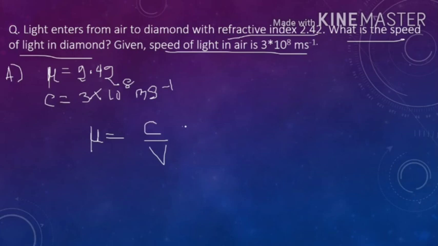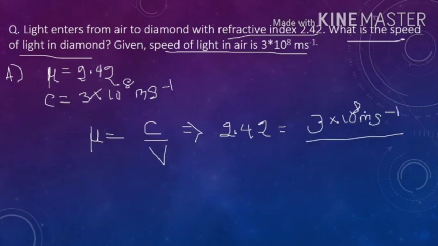Okay, so in this case the refractive index is given, that is 2.42, equals C, the given value, that is 3 into 10 to the power 8 meters per second, divided by V. We have to calculate the value of the speed of light in diamond, that is V.